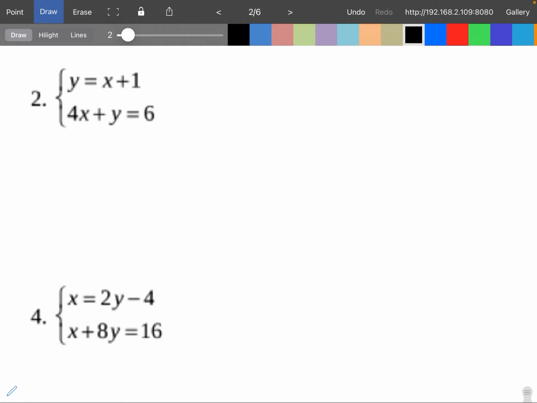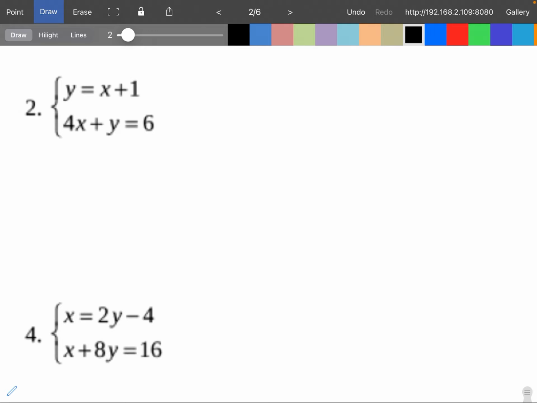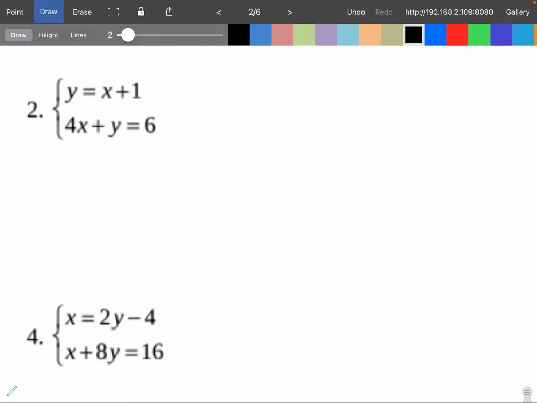All right, so all the rest of them are the same, so let's go to number 2. And kind of read those steps, okay? I'll kind of remind you what the steps were. So step 1. Step 1 says solve one of the equations for one of the variables.